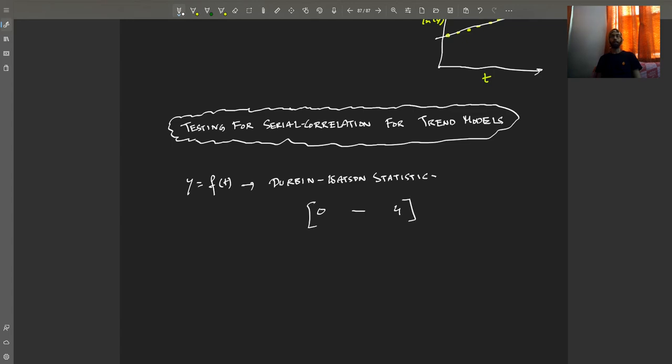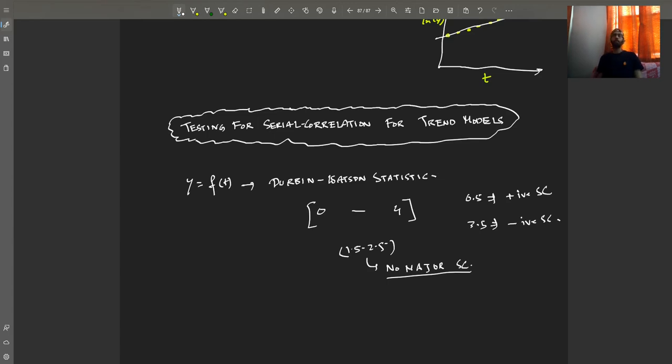Okay, a value, let's say around 1.5 to 2.5 is considered okay. That means here there is no major serial correlation. But let's say if the value is 0.5, that is significantly less than 2, then this means positive serial correlation. And if the value is, let's say 3.5, that is significantly above 2, the implication is negative serial correlation. That is significant amount of negative serial correlation.